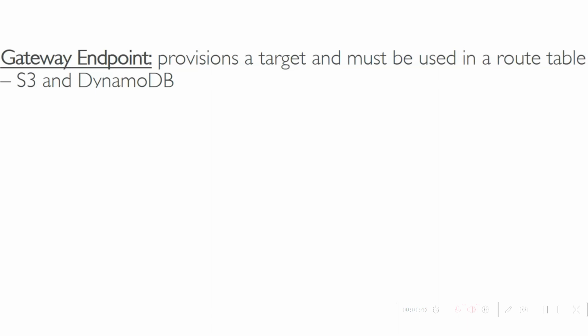So when we talk about the types of VPC endpoints, currently there are two types. The first one is the gateway endpoint. When you provision a gateway endpoint, it automatically creates a route table entry in the respective subnet, and with the help of a gateway endpoint, you can access only S3 and DynamoDB in AWS.